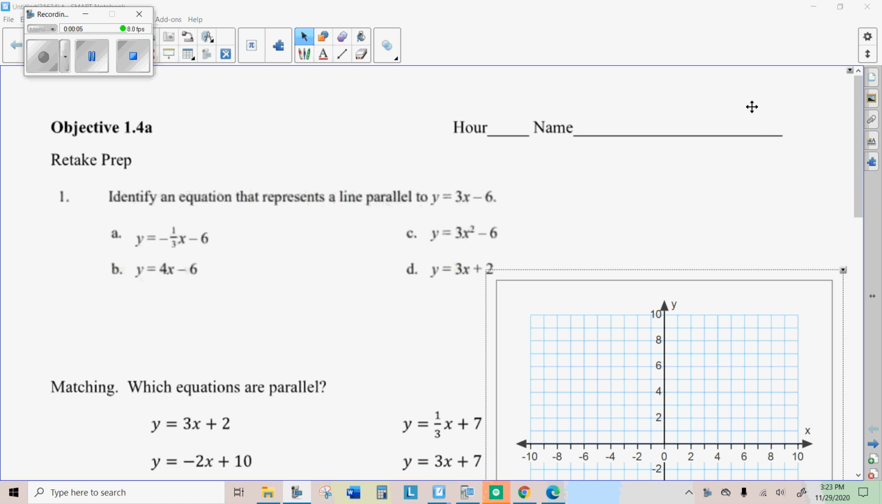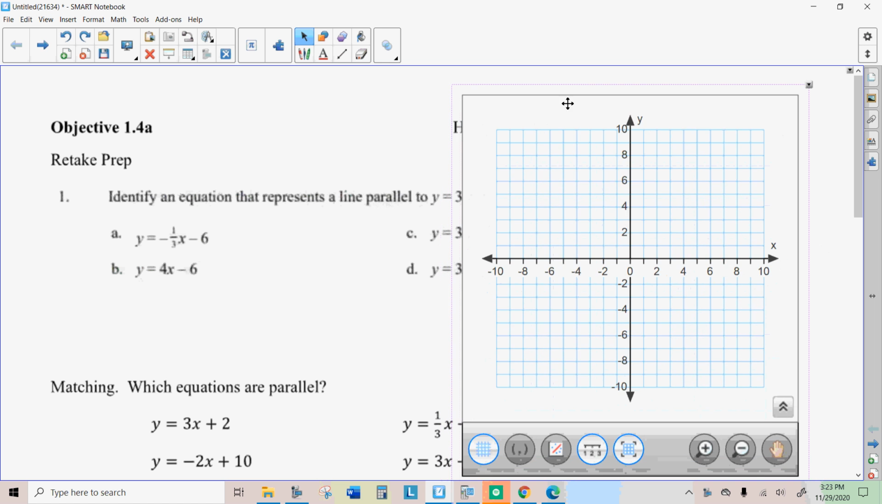If you didn't do so well on your Objective 1.4a, then you're watching this retake prep video. Make sure you take notes because I want to see those notes to make sure that you watch the video and you're hopefully learning something that you didn't know the first time you took the test, so that when you retake it, you can pass.